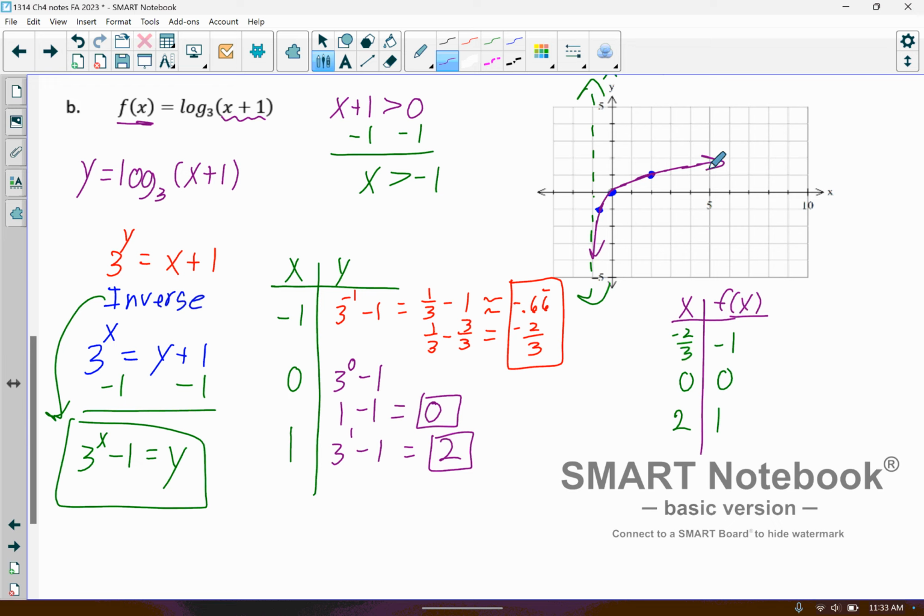And then the domain, we really already found the domain, but we're going to put it in interval notation. So my domain is going to be from negative 1 to infinity. Okay, let's look at a couple more of these.